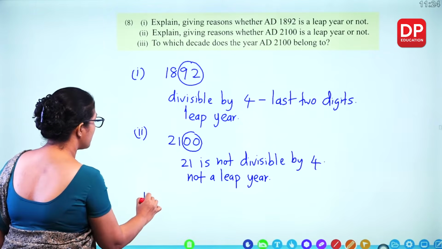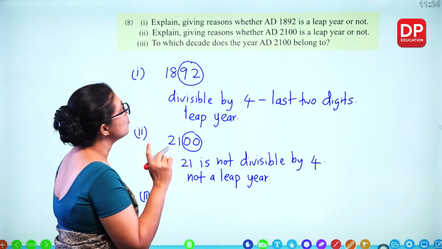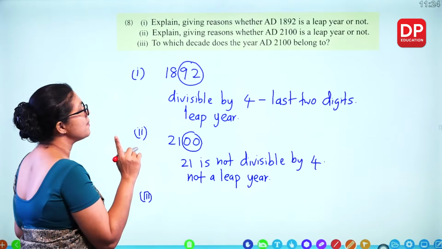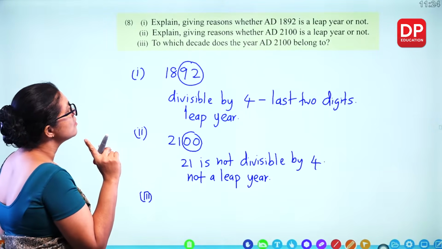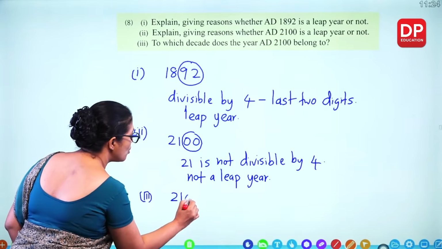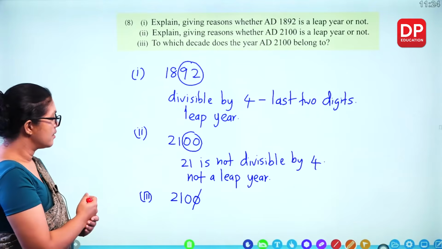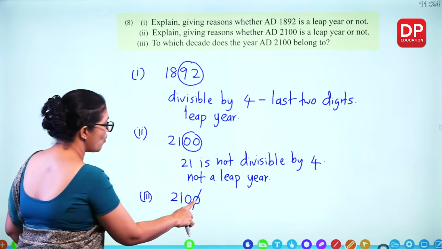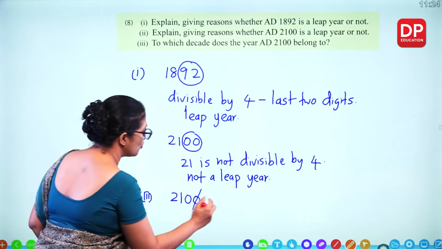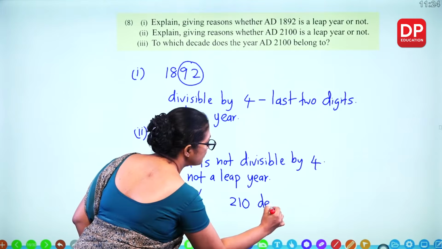Then third one. To which decade does the year 2100 belong to? That means every 10 years we call a decade. So what do you do? You cross out the last digit, and if it's 0, we are not adding 1. So 210th decade.